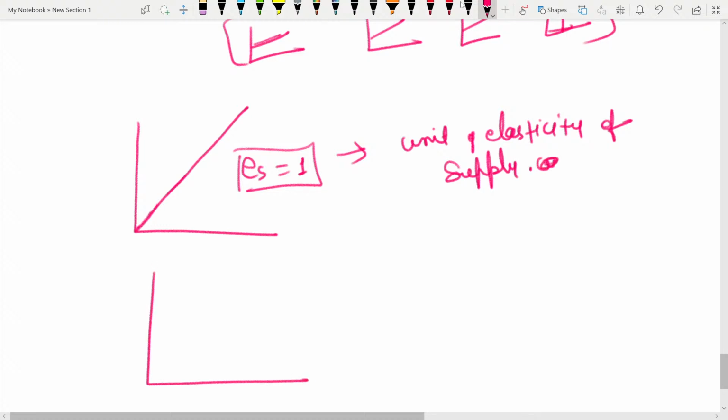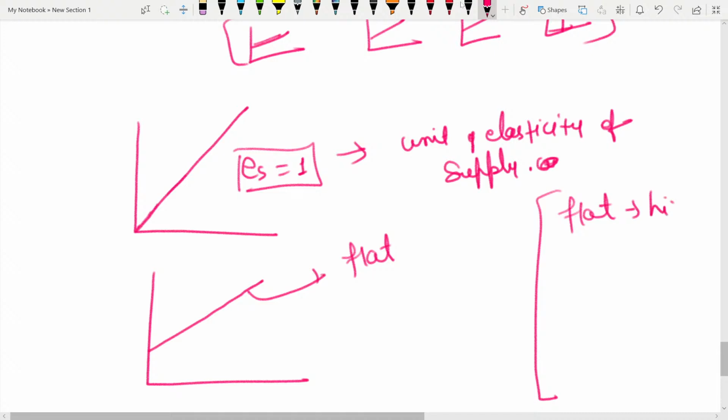And another point: if the supply curve starts from the y-axis, that means it is flat. Let me tell you one thing which is very important. If any curve is flat, that means highly elastic. And if any curve is vertical or steeper, this is inelastic.